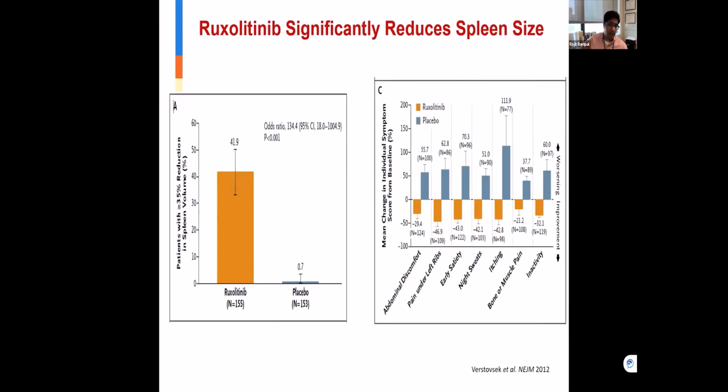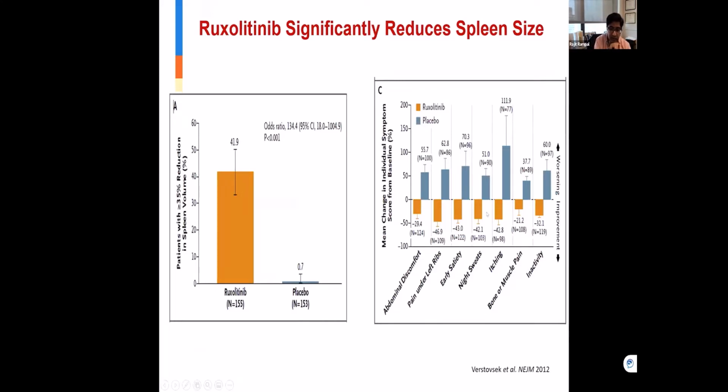And the bottom line takeaway is that in patients who got ruxolitinib, their spleens shrunk much more than what was seen in patients, for example, who got placebo, 41% versus 0.7%. This number refers to the percent of patients who had a 35% spleen volume reduction. That doesn't mean that everybody else didn't have their spleen shrink. It was just if they met this particular cutoff.